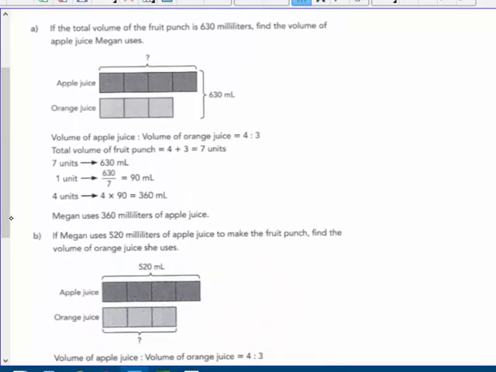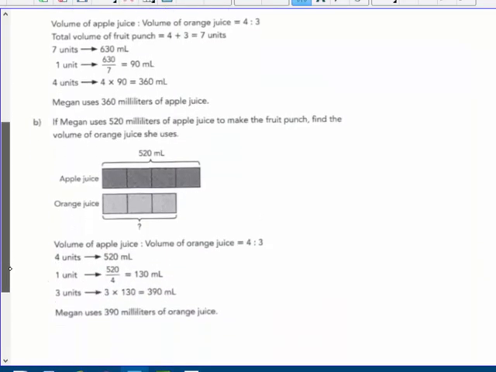Well, if you have 7 things equaling 630, divide by 7 and you get each one of them equaling 90. So 90 times 4 would give you 360 milliliters. Megan uses 360 milliliters of apple juice.